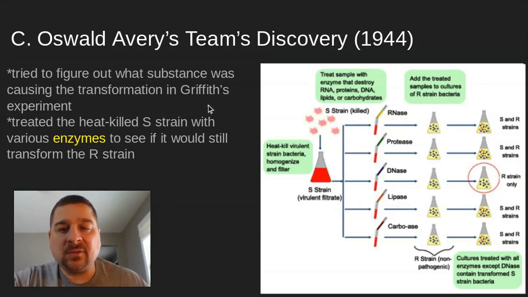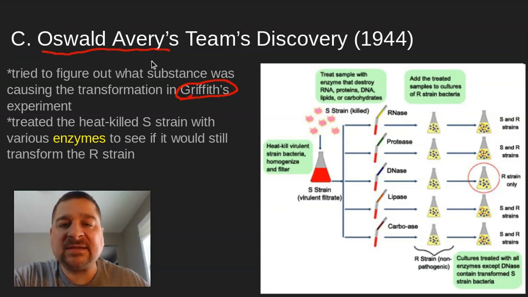And in the last video, you remember we talked about Frederick Griffith's experiment with the mice and how something was transforming the rough strain into the smooth strain. So Oswald Avery and a bunch of scientists that were helping him, grad students and other professors, in 1944, were running a bunch of tests to see what was the transforming substance that was causing the R strain to turn into the S strain.